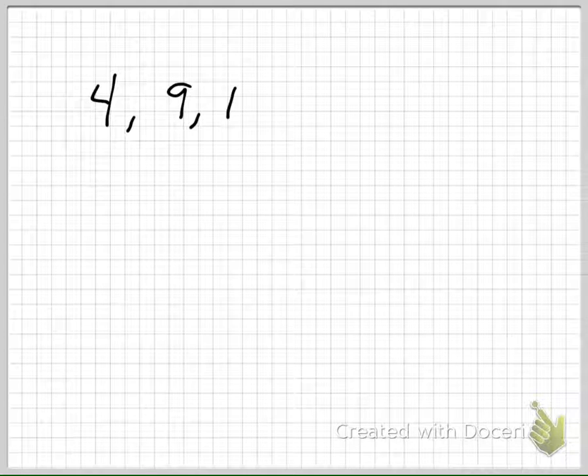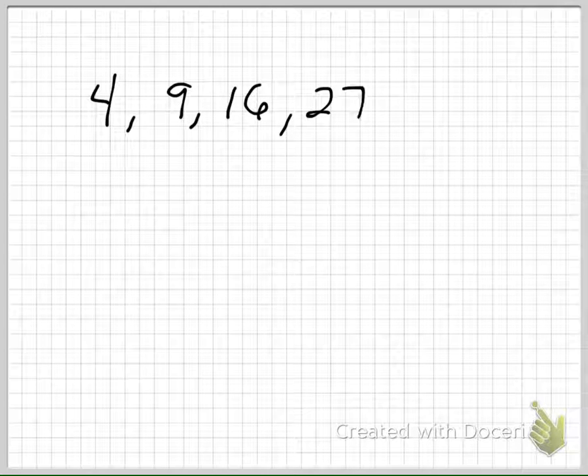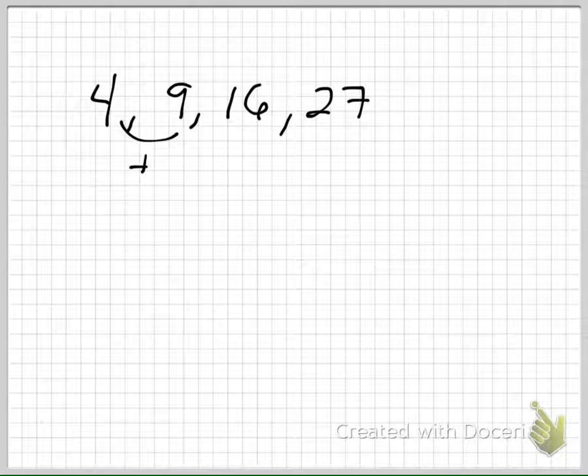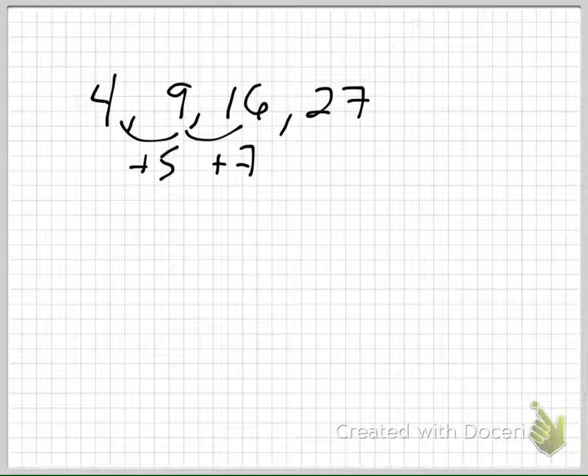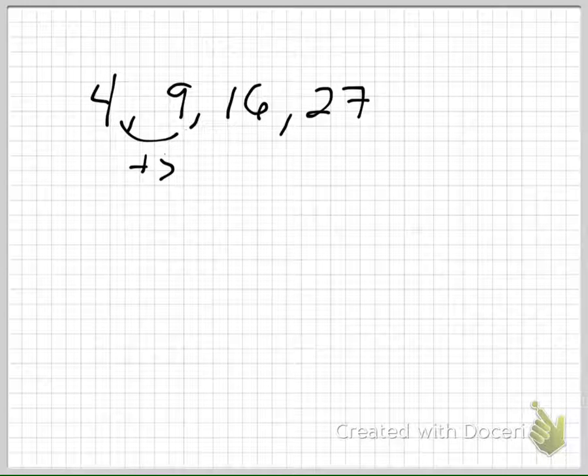What if I have this? Let's see. First thing we do is test for arithmetic. This is plus 5. This is plus 7. Clearly not arithmetic. What would this be? Can 4 be multiplied and make it to be 9? Absolutely. No question. 4 times what would be 9? Does anybody know?